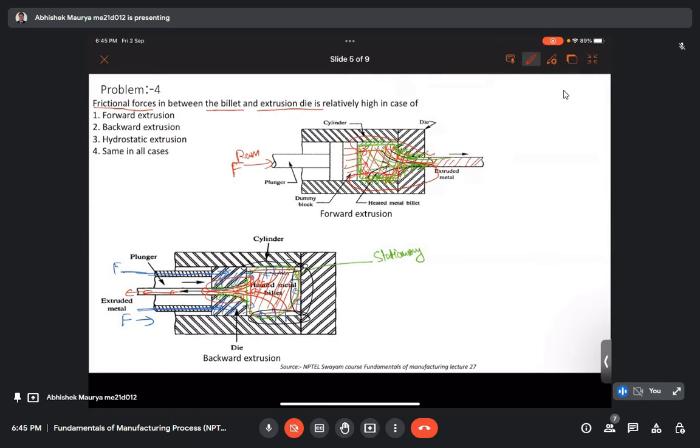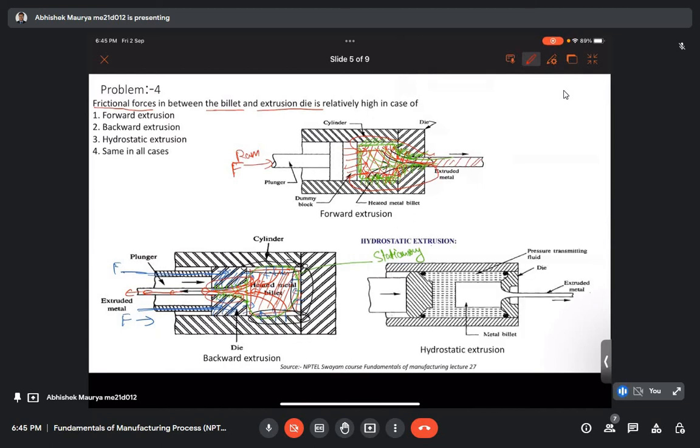So at least if we compare forward and backward extrusion, we can say in forward extrusion the frictional forces are high because they have a larger contact area of relative motion between the billet and the die. Now let's see the third option, hydrostatic extrusion.